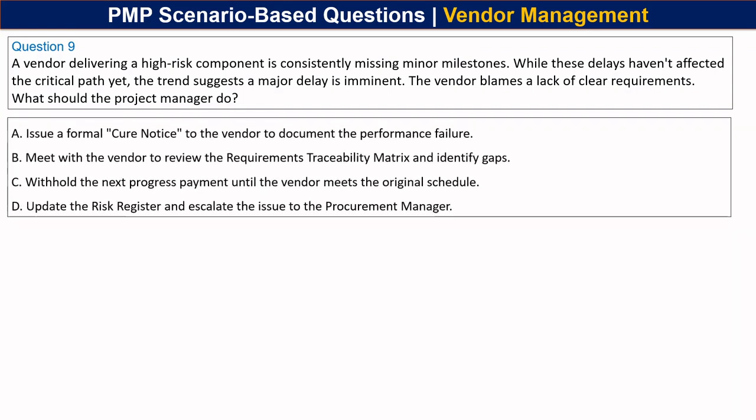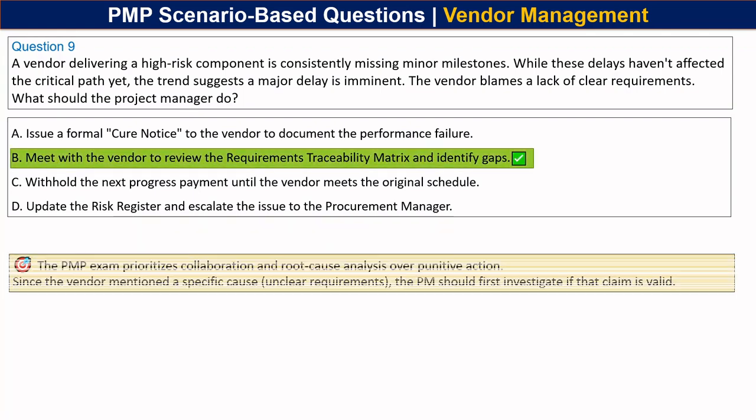And the options are A. Issue a formal cure notice to the vendor to document the performance failure. B. Meet with the vendor to review the requirements traceability matrix and identify gaps. C. Withhold the next progress payment until the vendor meets the original schedule. D. Update the risk register and escalate the issue to the procurement manager. Guess the right option. And the right option is option B.